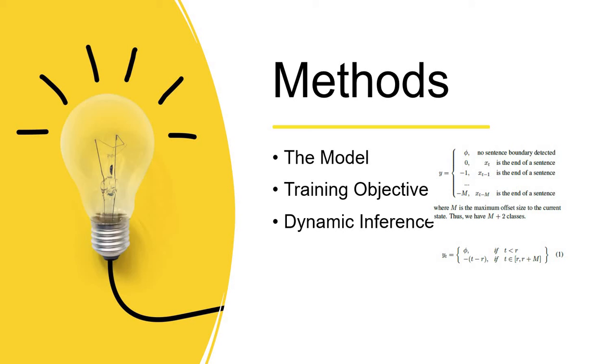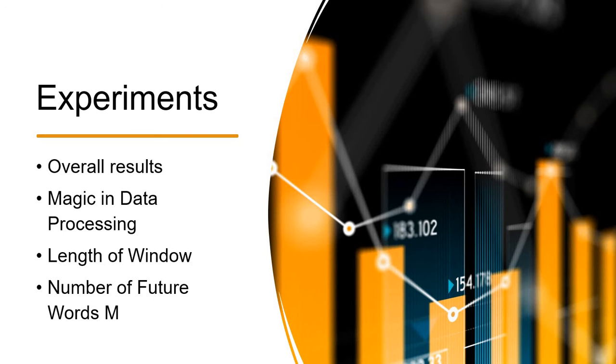After that, they have done some experiments according to their methods. So let's have a look at the experiments. First of all, the overall result, and then the magic in data processing, then the length of window, and then the number of feature words M. So let's start with the magic in data processing. Here, according to the training objective, the order between sentences of the original corpora would affect the generation of training samples. So in this section, they investigate the effect of various data ordering strategies.